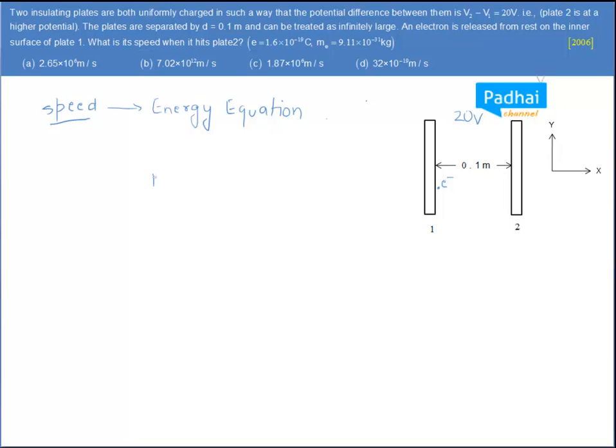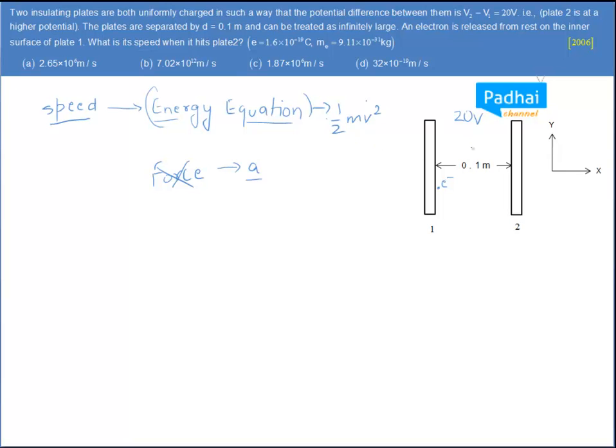Don't think about the force equation, because force gives you what? Acceleration. It never gives you velocity. Only the energy equation gives you velocity, because of half m v squared. So wherever speed is mentioned, just think about the energy equation first, then go into any other thing.